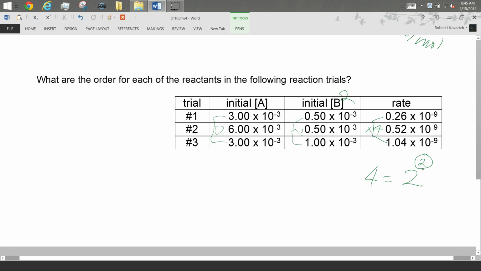And what about for A? What do you want to do? 1 and 2, I've got it times 2 for A's concentration, and for B it doesn't change at all, and for the rate it doubles. So 2 equals 2 when the exponent for it is a 1, so it's first order. So it's first order with respect to A, and it's second order with respect to B. Okay.